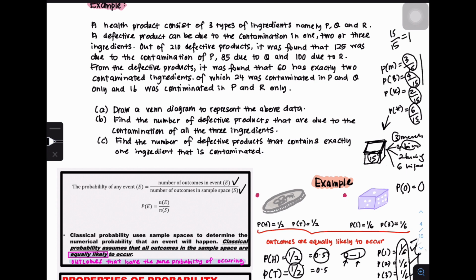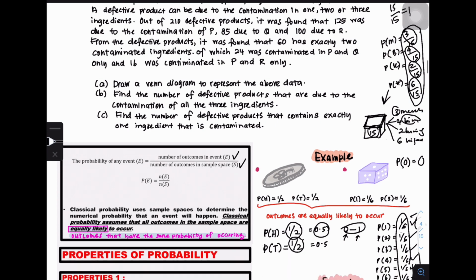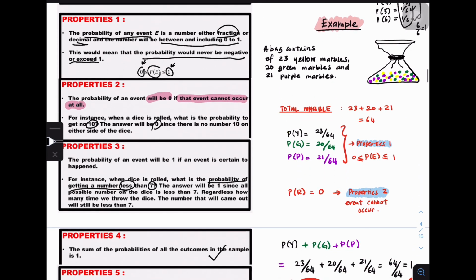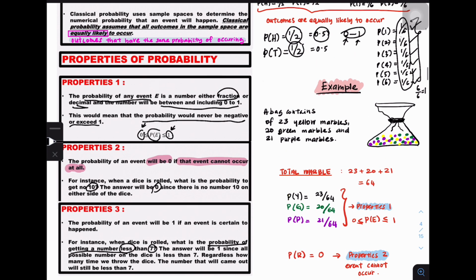Maksudnya sum up hasil tambah ke semua probability of the outcome in the sample space mestilah dapat sama dengan 1. Kalau tak, awak salah lah dekat mana-mana. Okay, so itu adalah properties number 4. The sum of the probability of all outcome in the sample space mesti dapat sama dengan 1.